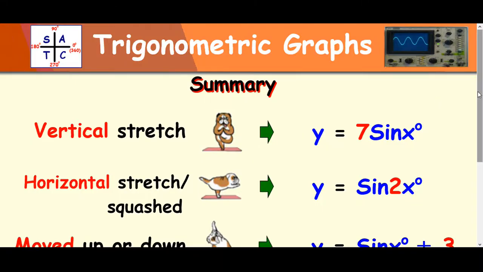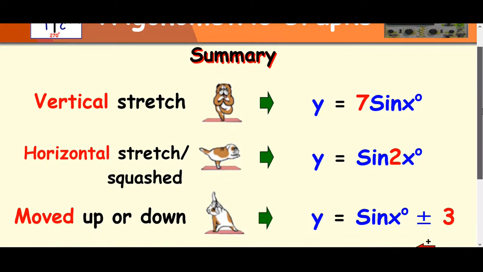So here's a wee summary of what we've learnt so far. If you've got a number at the front of a trig function, it stretches it up and down, so that would go up to 7 and down to -7. A 2x would stretch it or squash it. In this case, it would squash it in. The period of the graph would be 180, so it would squash it into 180 degrees.